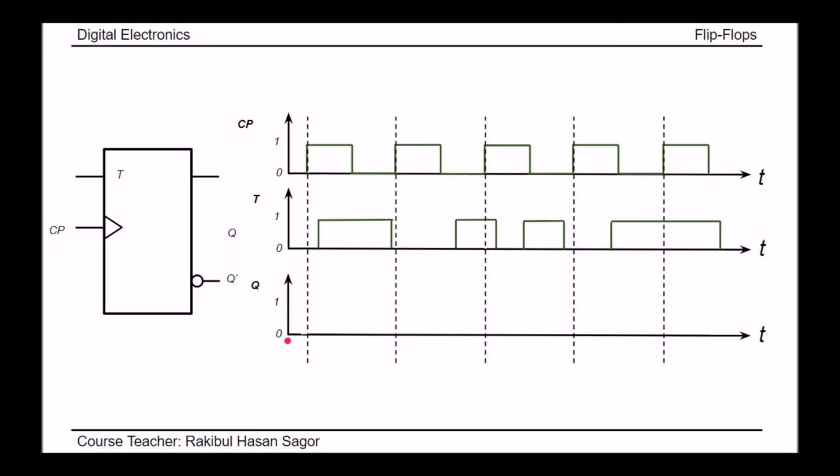So at the very initial moment, we are considering the output is to be 0. So it will hold the previous data. When clock pulse triggers, it will see the input T. What is the value of input T when clock pulse triggers? The input T is equal to 0 at this line. When it is 0, it will hold the previous data. What was the previous data? Previous data was 0. So it will hold the previous data up to this time.